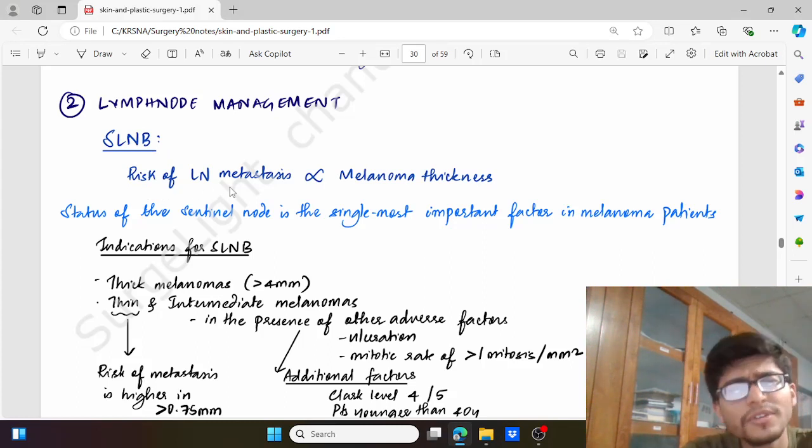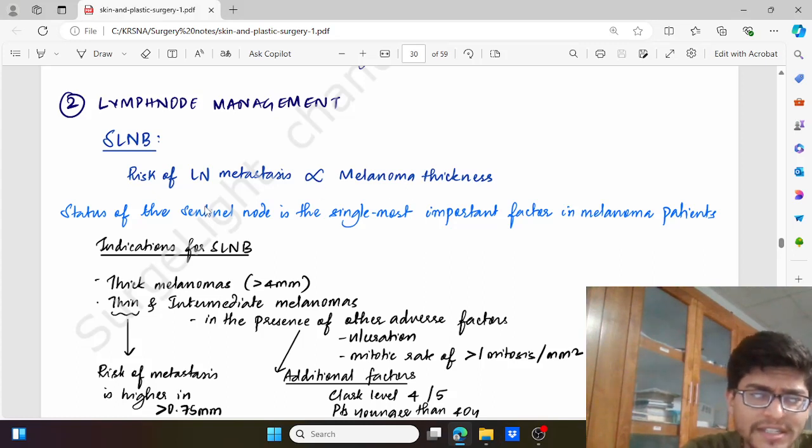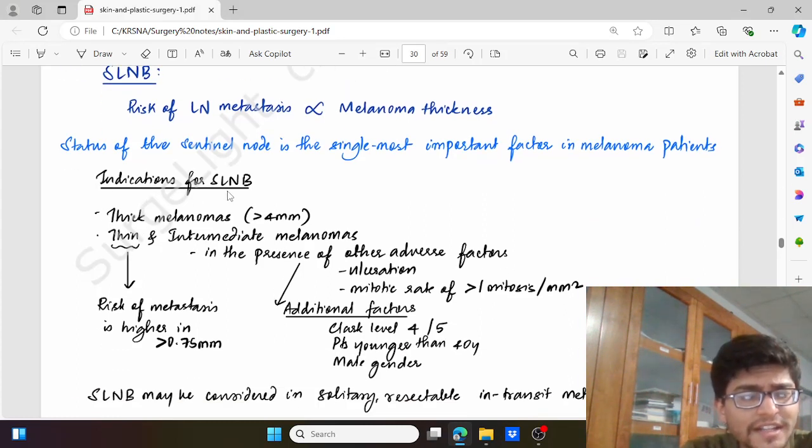as the risk of lymph node metastasis is directly proportional to the melanoma thickness. More the thickness, more the risk. And status of the sentinel lymph node is the single most important factor in the melanoma patient. So it will be helpful for assessing prognosis. So what are the indications of sentinel lymph node biopsy?